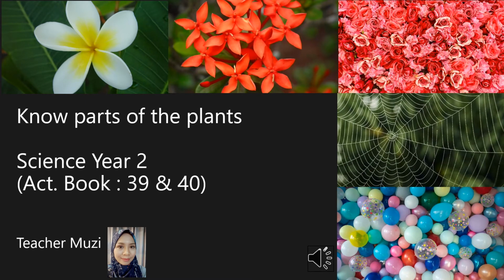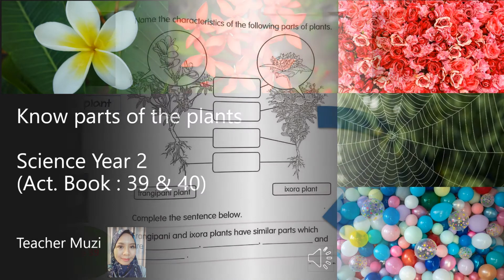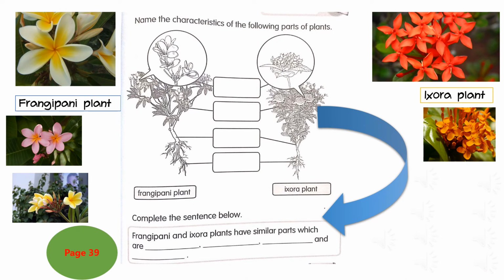Today we are going to continue our lesson on plants, specifically to know parts of the plants. Today we are going to do the activity book, page 39 and 40. As we are doing this exercise, please get your activity book and turn to page 39. We are going to label two types of plants, which are frangipani plant and also ixora plant.